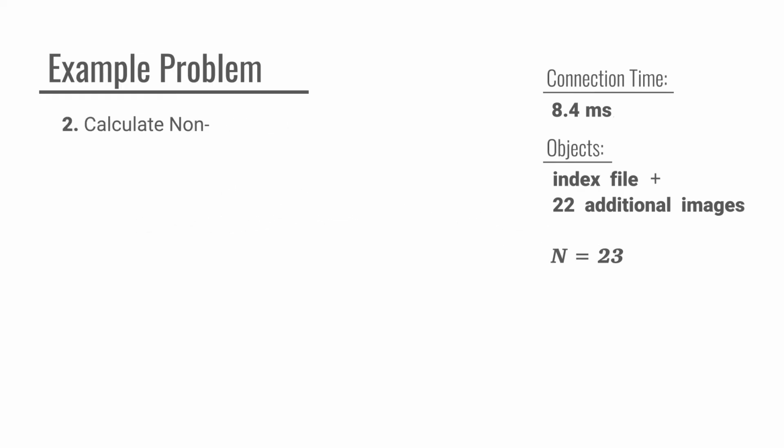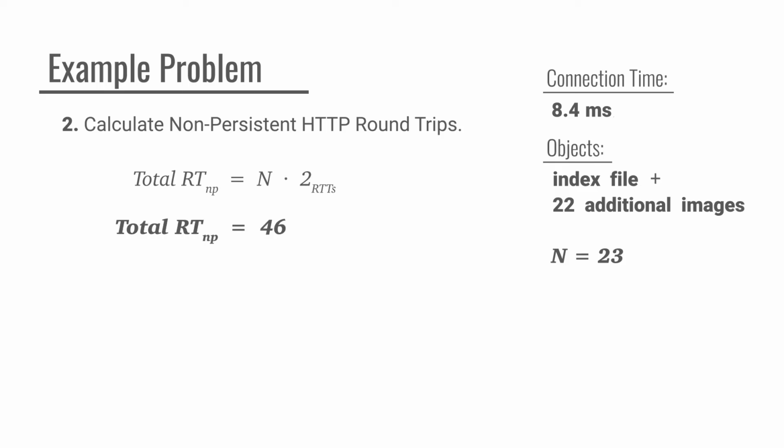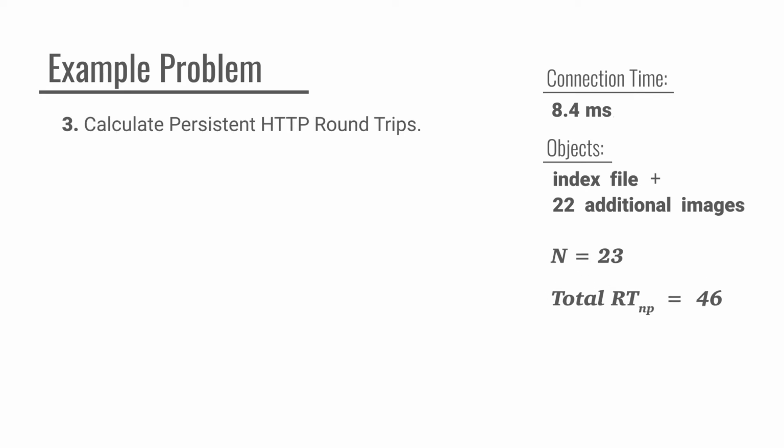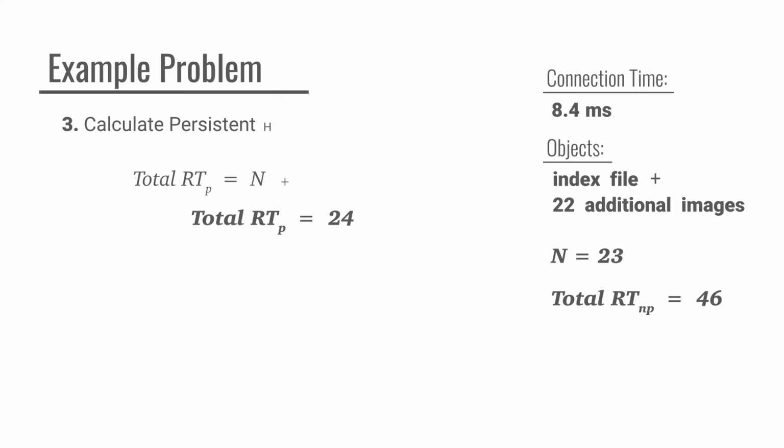The second step is to calculate the non-persistent round trips. Here there are 2 round trips for each object, since one is needed to establish the initial TCP connection, and another is needed to get the file. So the total round trips is equal to n times 2, which is 46 in this case. The third step is to calculate the persistent round trips. There's 1 round trip per object plus the initial TCP handshake connection. So the total round trips for persistent HTTP is n plus 1. In this case, it's 24.